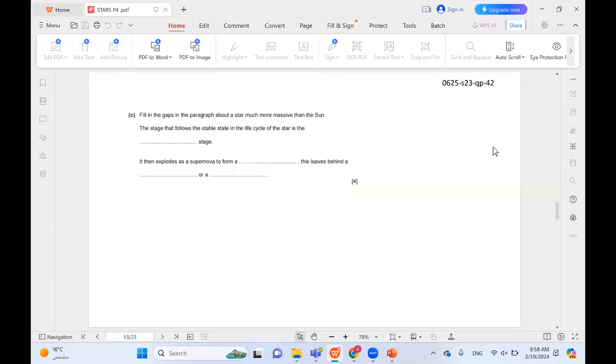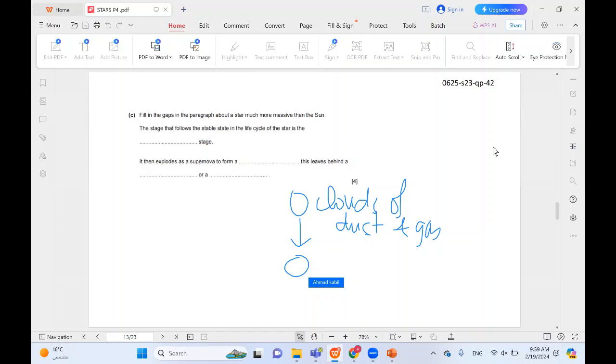Fill in the gaps about a star much more massive than the sun. You should know that in the life cycle of stars, we have clouds of dust and gas. Then we said that these form what we call a protostar, and then this protostar becomes what we call a stable star.